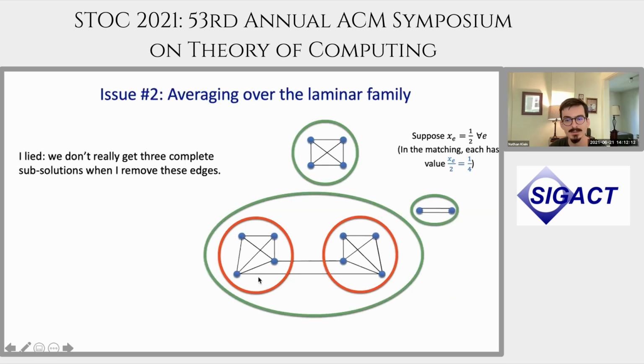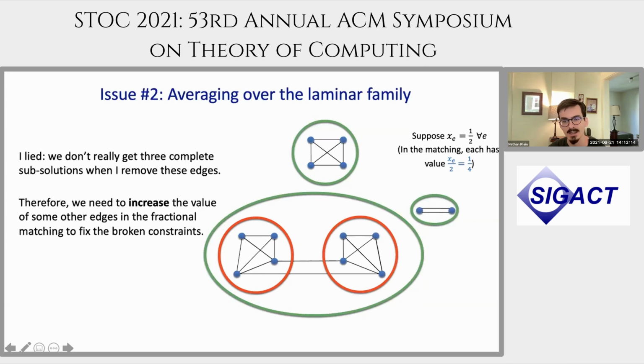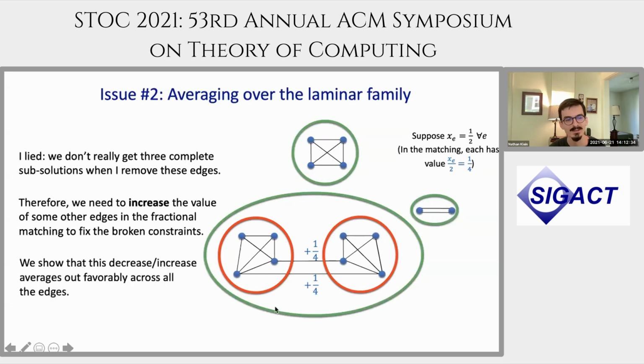And so our solution will be to fix the broken constraints by increasing the value of some of these edges above their initial 1/4. So I'll increase these edges to 1/2 each, which will fix the constraint. And I'll do this kind of all the way down the laminar family, fixing all the constraints that deleting these edges may have broken. And this is a big component of our proof, kind of showing that this deletion and increase process favorably averages out.